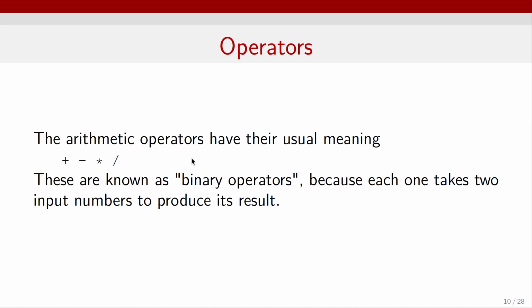The basic arithmetic operators have their usual meaning. So we have plus, minus, star for multiplication, slash for division. These are known as binary operators because each one takes 2 input numbers to produce a result. So plus adds 2 numbers, minus subtracts a number from another, and so on.